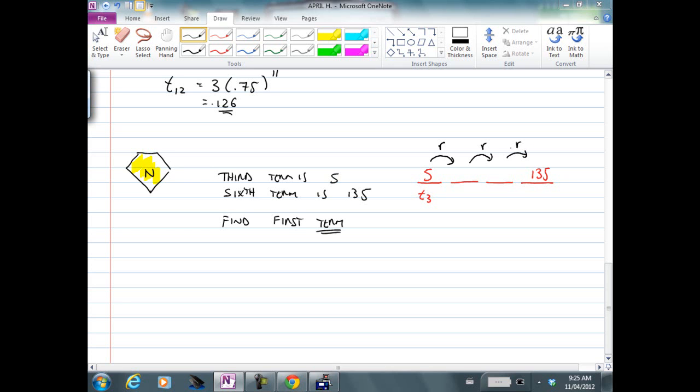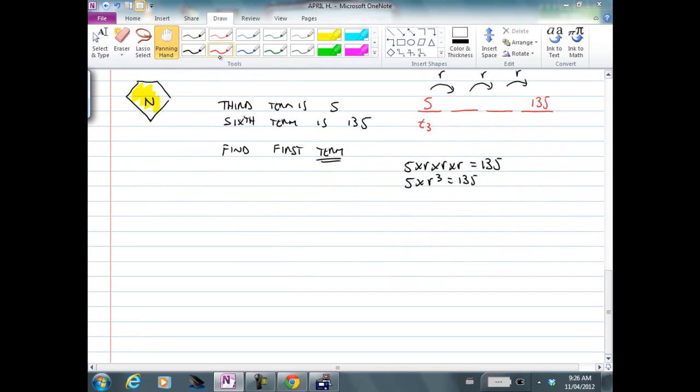So, second mistake a lot of you made was you say, hey, there are 3 R's. But in reality, it's not 3 R's. It's R cubed, because to go from here, we're multiplying by R. I can rewrite this as 5 times R times R times R equals 135. Agree? Because we're multiplying this time, not adding. Some of you added 3 R's, and that's where you went wrong. So this is 5 times R cubed equals 135. Take a minute and solve for R right now. So R cubed equals 27.